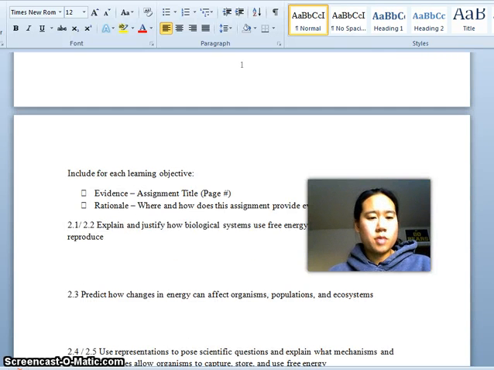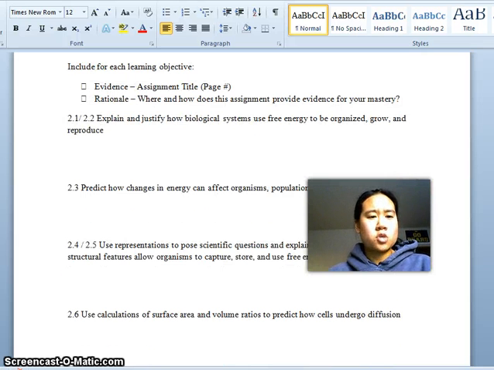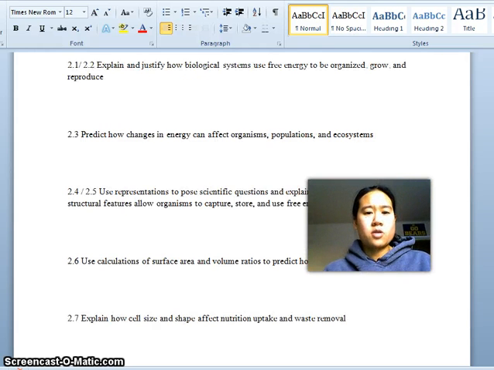So I tweaked them a little bit this time around so that they're paragraphs, so you have a little bit more space. So what are you going to be asked to do on the AP test besides that information that I kind of briefly went over? You're going to be asked to explain how systems use energy, and that can be from an organism or a population or ecosystem. You're going to talk about how those energies are used.